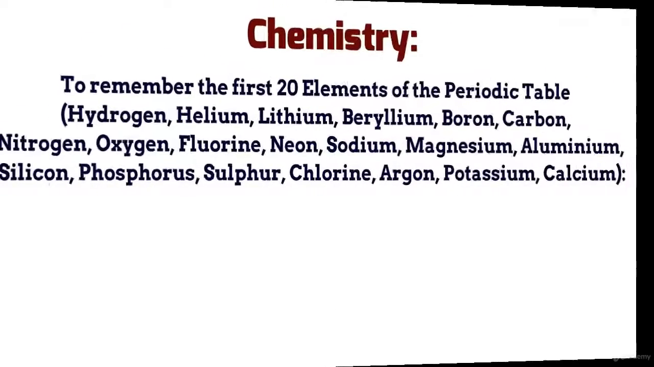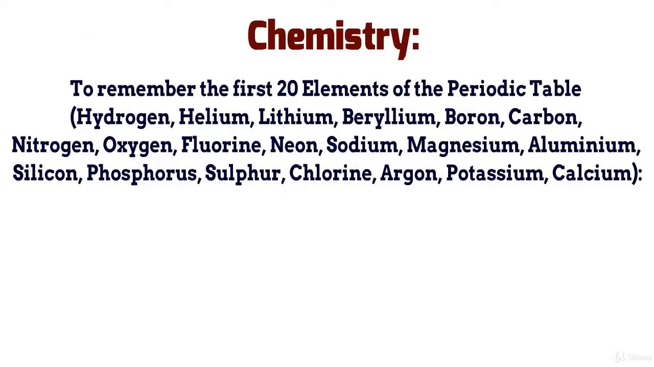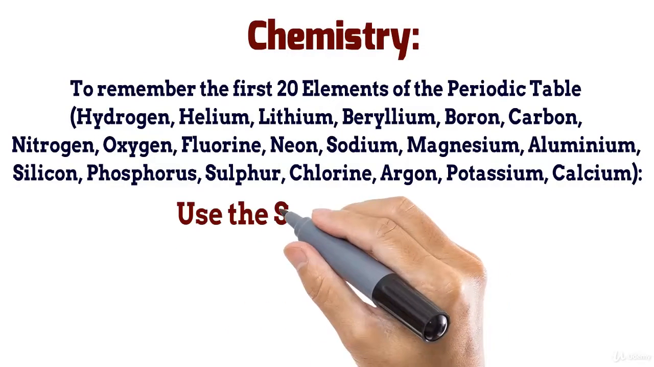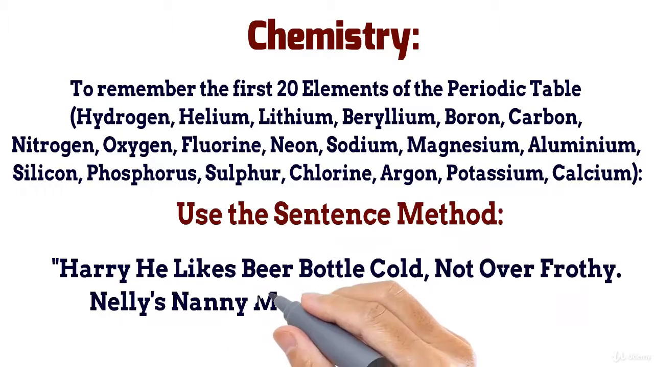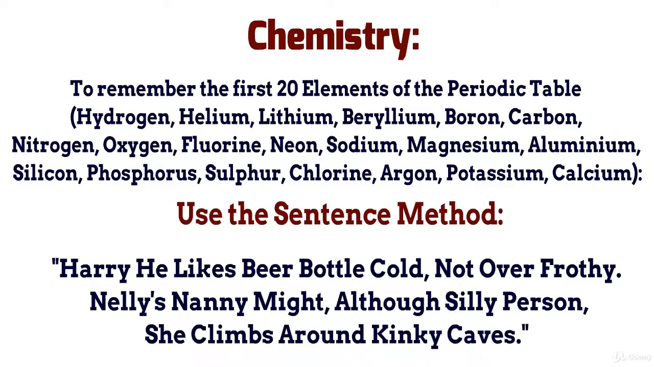For learning chemistry, to remember the first 20 elements of the periodic table, you can use the sentence method. Think of the phrase, "Harry, he likes beer bottle cold, not over 40. Nellie's nanny might, although silly person, she climbs around kinky caves."